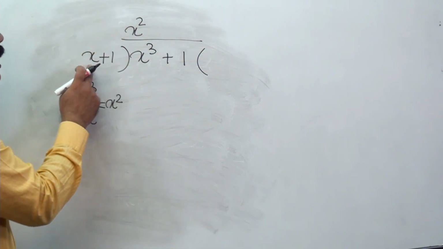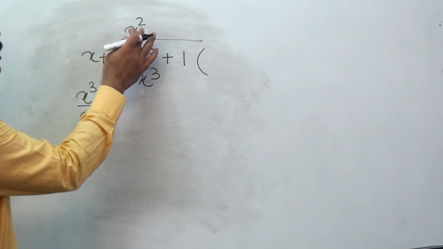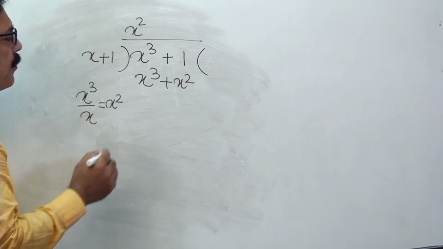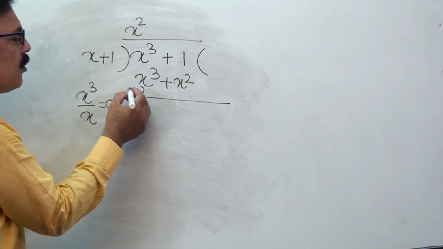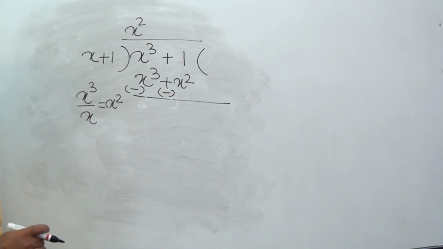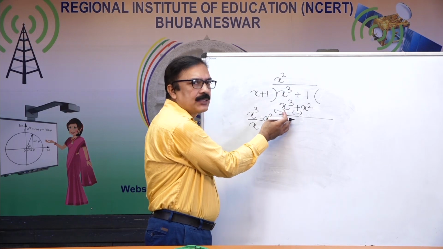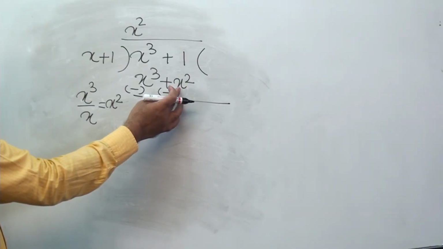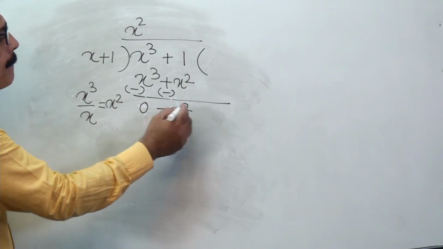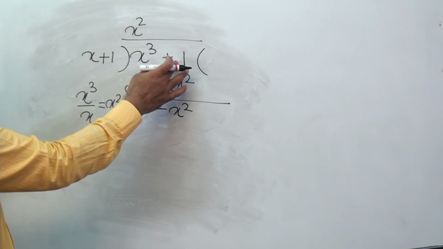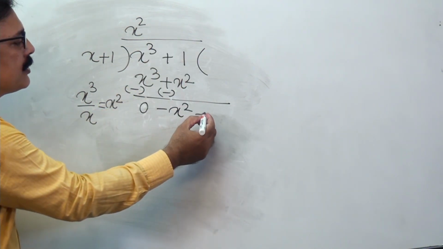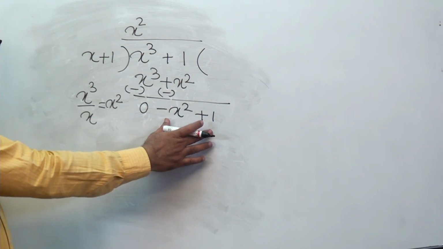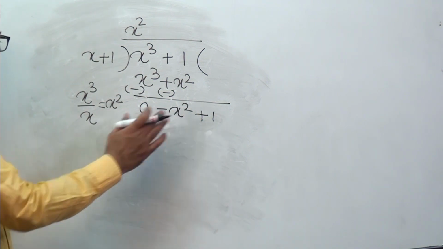So we can write here the first term of the quotient. Multiply this x square with x gives x cube. Multiply this x square with 1, that gives plus x square. Now subtract it. To subtract, we have to change the sign. So x cube minus x cube gives 0, and here we have minus x square. And we have to write the rest part of the dividend, that is plus 1. Here the new dividend is minus x square plus 1.